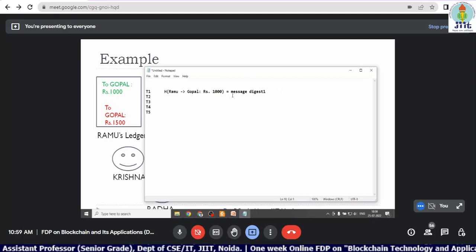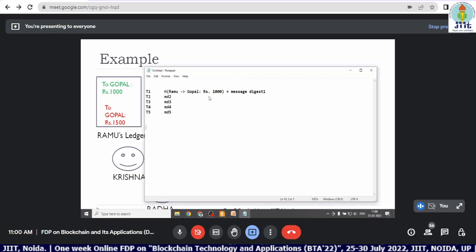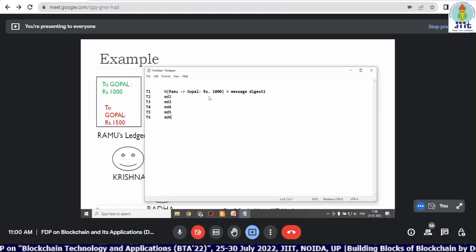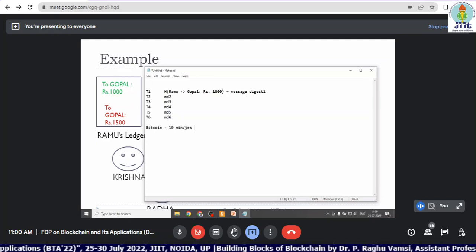For every transaction, you will get one message digest: MD2, MD3, MD4, MD5. Now, using these MD1, MD2, MD3, MD4, MD5, as I just told you, we will add T6 also, MD6. So now 10 minutes are over according to Bitcoin. In Bitcoin, for every 10 minutes, one block will be created.